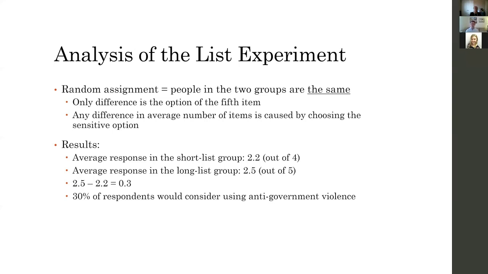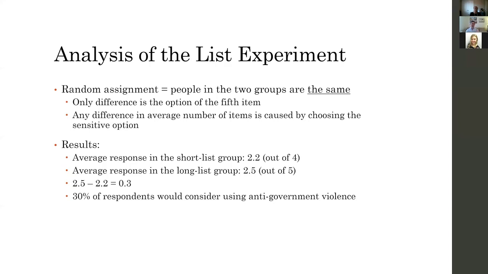So in my case, in the shortlist group, the average number of items that people would choose is 2.2 out of 4. In the long list group, the average number of items that people would choose is 2.5 out of 5. So a difference of 0.3 items. So 2.5 minus 2.2 is 0.3. So we can infer that across the sample, 30% of them would consider using anti-government violence.